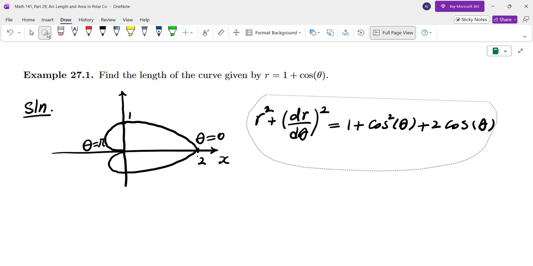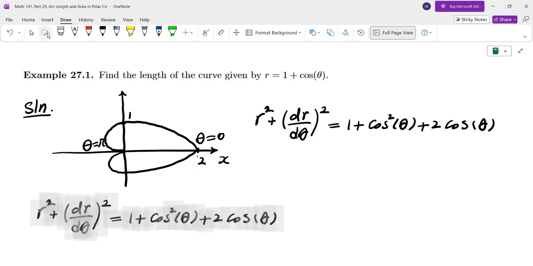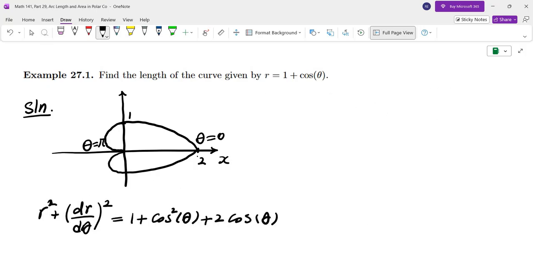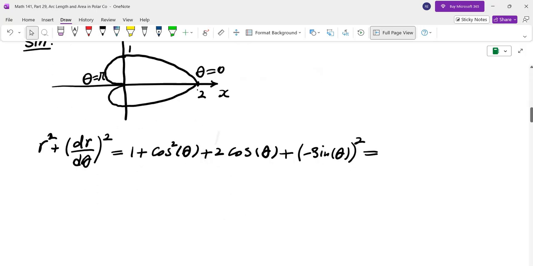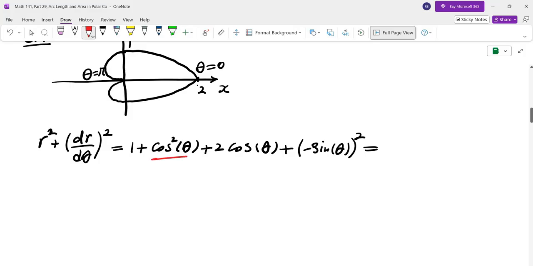And then we'll have to differentiate r. So I'm going to move it here. Differentiate r and square that. Differentiating r, we get minus sine of theta, and then we are going to square that. So we get sine squared plus cosine squared here, which is 1, and we have another 1 here, so that gives us 2. So we get 2 plus 2 cosine of theta.